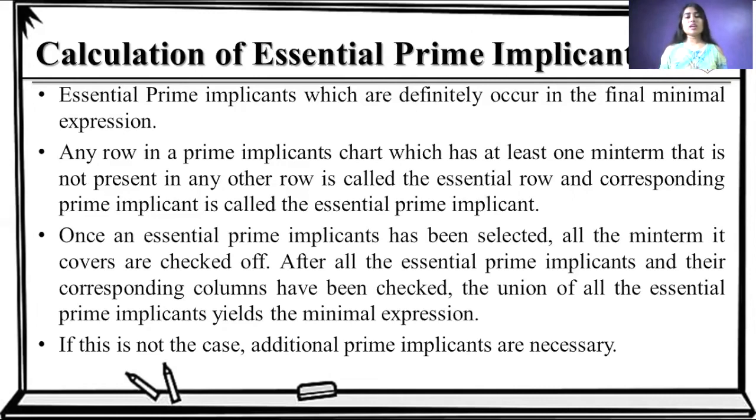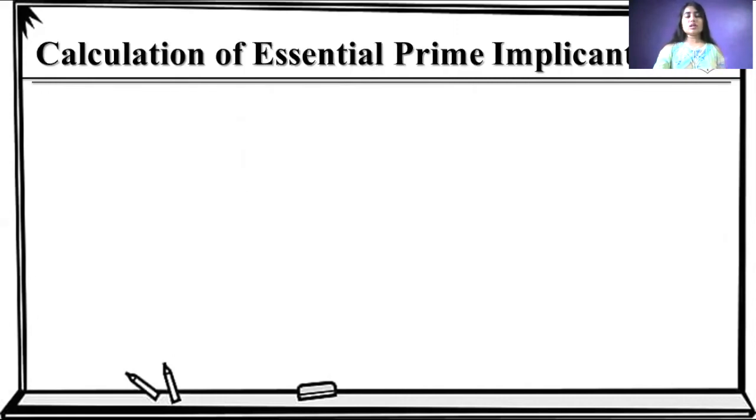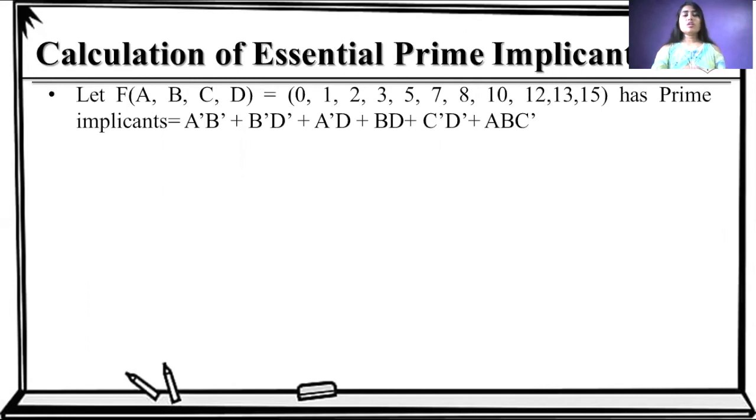So we can identify that as an essential prime implicant, and for a minimal solution, this essential prime implicant should cover all the terms given in the logical function. But if all the terms are not covered, then we have to add additional prime implicants. So how can we do this? Let's solve a previous example for identification of essential prime implicants.